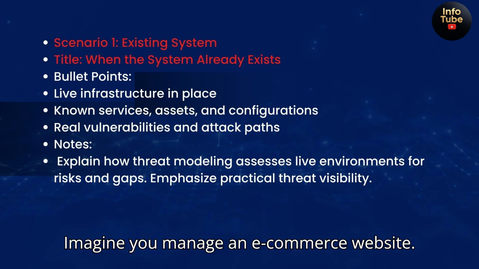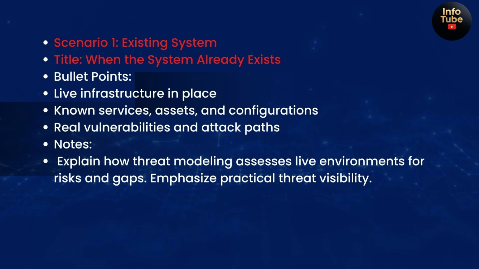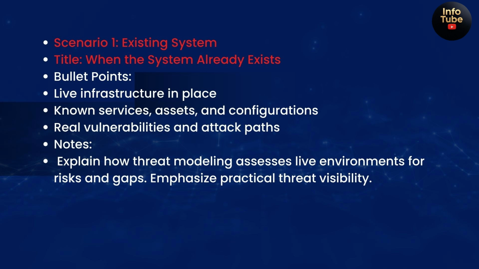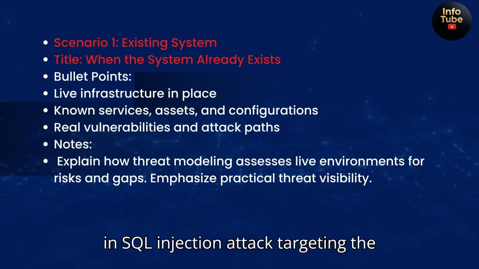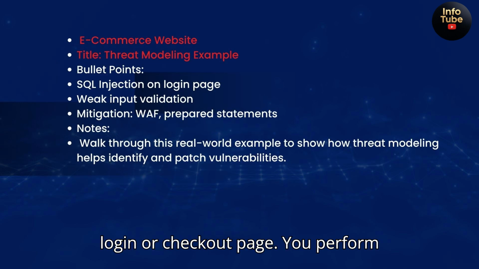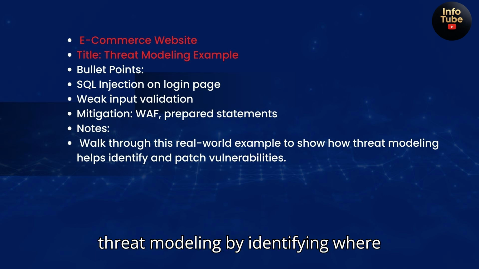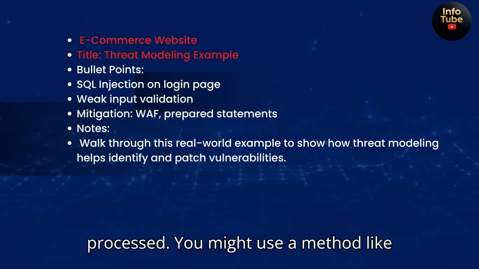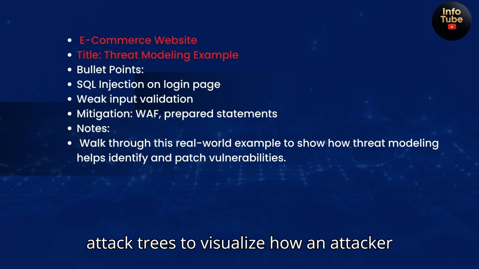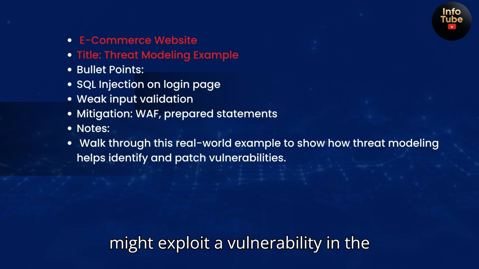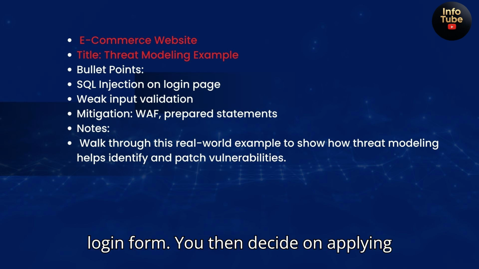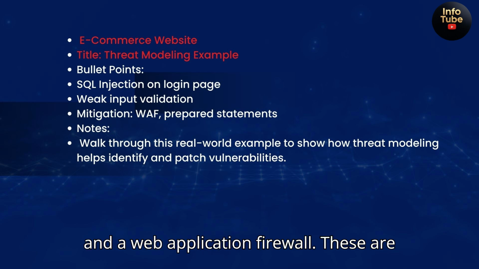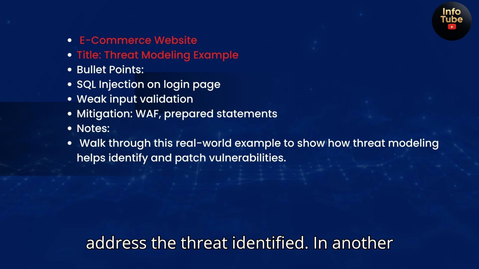For example, imagine you manage an e-commerce website. It processes payments, stores customer data, and connects with third-party APIs. A realistic threat in this case might be a SQL injection attack targeting the login or checkout page. You perform threat modeling by identifying where inputs are taken and how queries are processed. You might use a method like attack trees to visualize how an attacker might exploit a vulnerability in the login form. You then decide on applying input validation, prepared statements, and a web application firewall. These are the appropriate controls that directly address the threat identified.